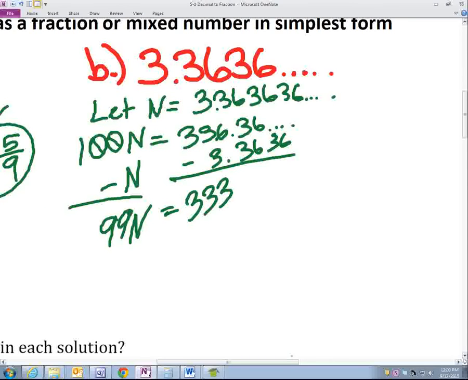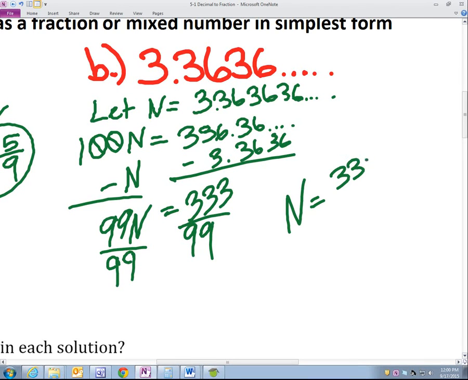What do we think we're going to do next? Oh my goodness, you are correct. Yes, we're going to divide both sides by 99. So now I have N is equal to 333 over 99. But I have to reduce that. It can reduce by a lot, actually.